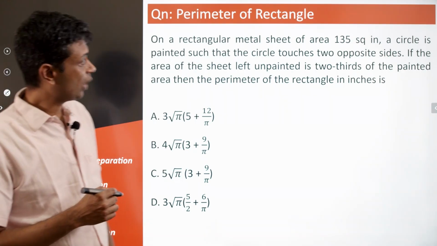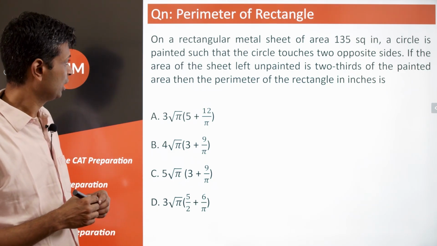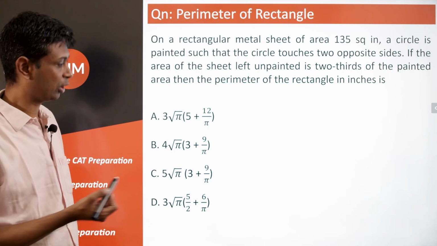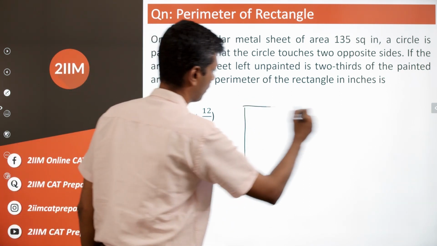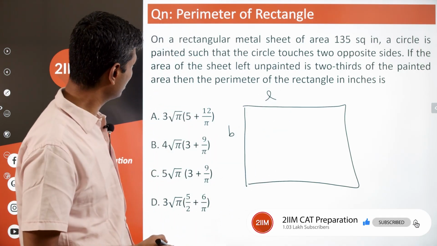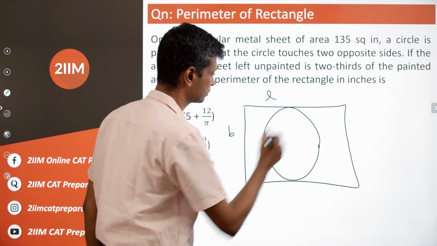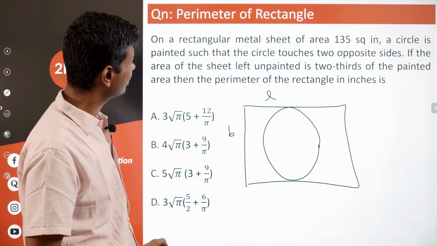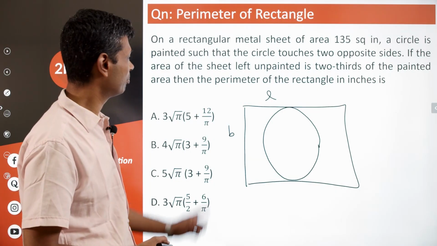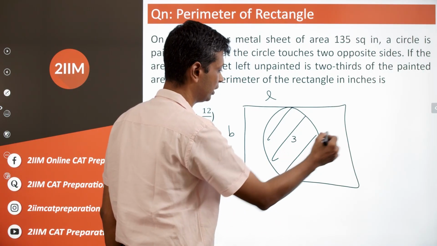On a rectangular metal sheet of area 135 square inches, a circle is painted such that the circle touches two opposite sides. If the area of the sheet left unpainted is 2/3 of the painted area, then the perimeter of the rectangle. I'm going to draw the first diagram here. And so there is a breadth, there is a length to this. A circle is painted such that the circle touches two opposite sides. Obviously, it will be this. Right? If the area of the sheet left unpainted is 2/3 area of the painted area, that is, this area is 3, this area is 2.